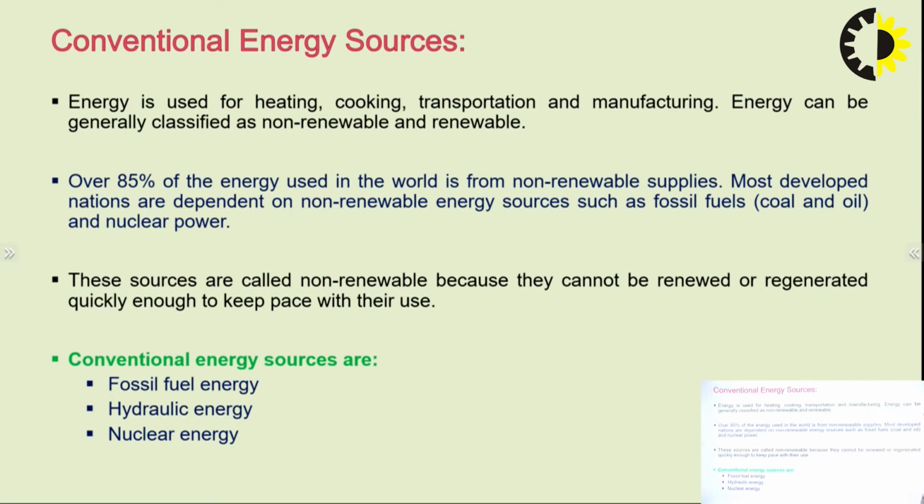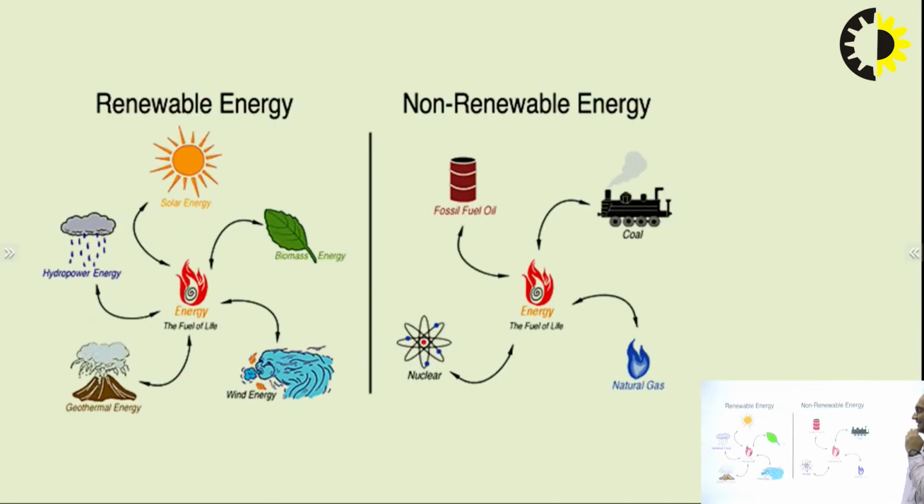Next, we look at why and where energy can be utilized. Energy can be utilized for heating, cooking, transportation and manufacturing. These energies can be utilized in our day-to-day life. Energy can generally be classified as non-renewable and renewable energy sources, which we have already discussed.